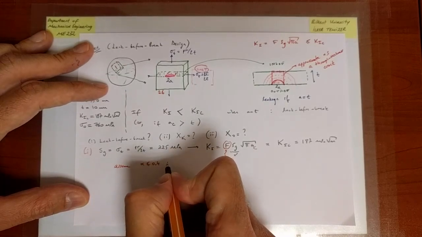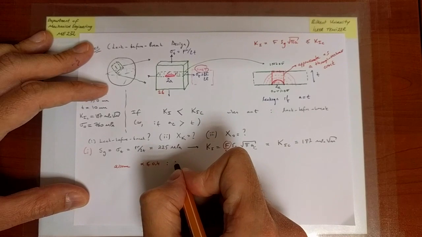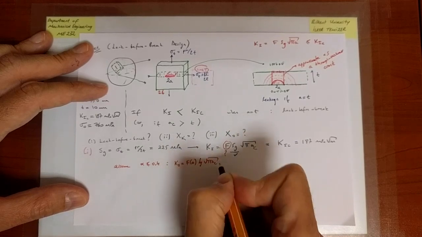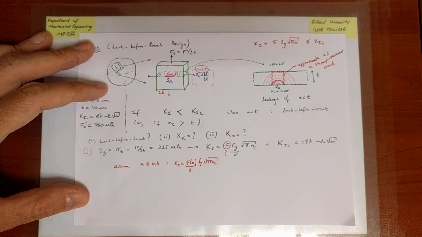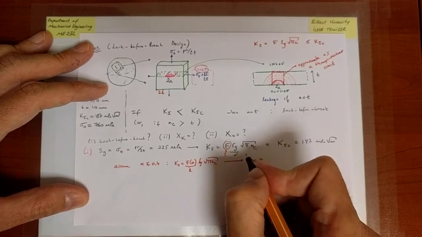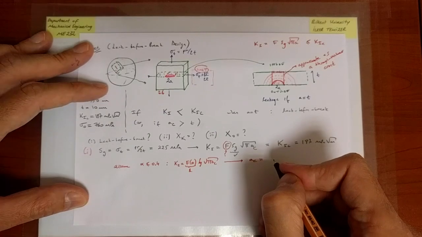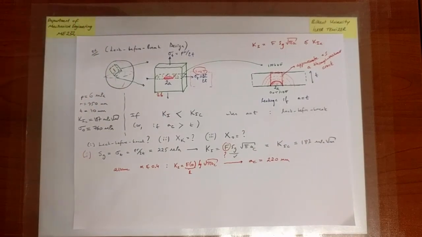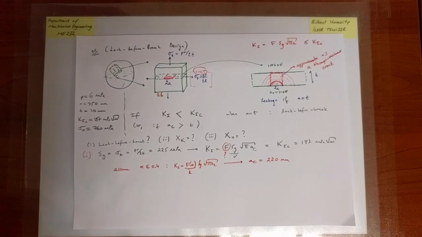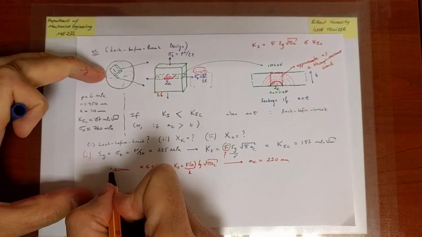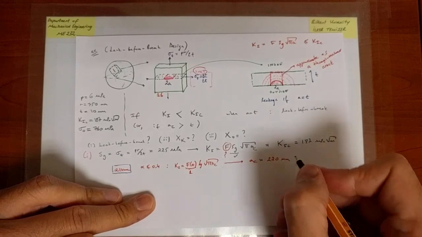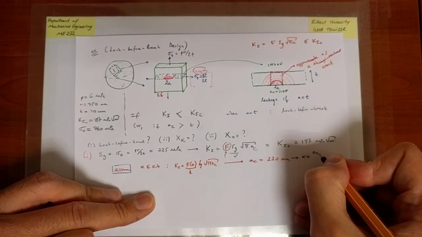Okay, so with that assumption, I can go ahead and plug in here K1 equals f of 0 SG root pi AC, and because f0 is equal to 1 for this scenario, I can immediately solve for AC. And I will find AC to be 220 millimeters. So one outstanding question now is that I have made an assumption, and so I need to check my assumption. To check it, I need to somehow compare AC against B.